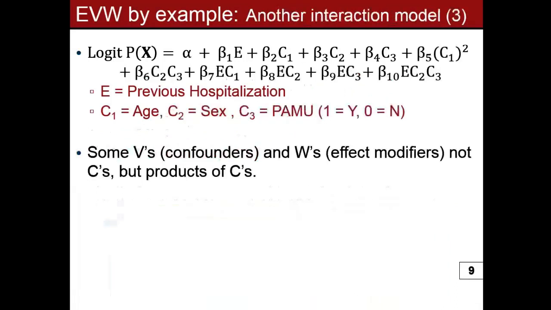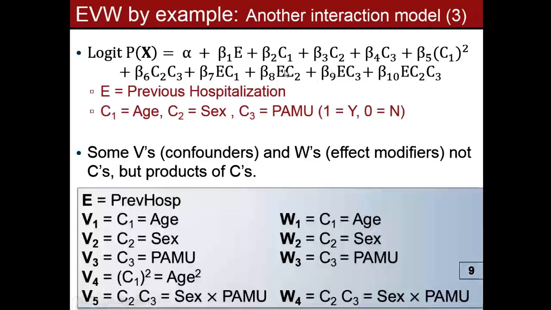And so here's a crazier model. This is one we didn't show before, but here's a model that has a whole lot going on, and I'm going to just throw the bottom up here. Here we've got exposure, the C variables by themselves, C1 squared, C2 times C3, EC1, EC2, EC3, and then EC2, C3. So that looks kind of crazy, but why might we have these other variables?